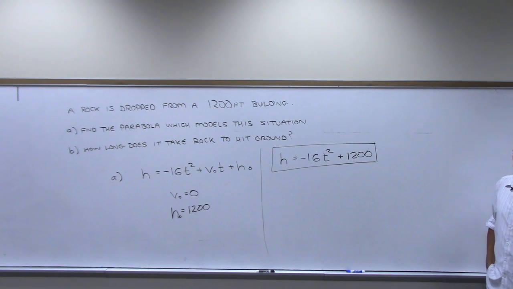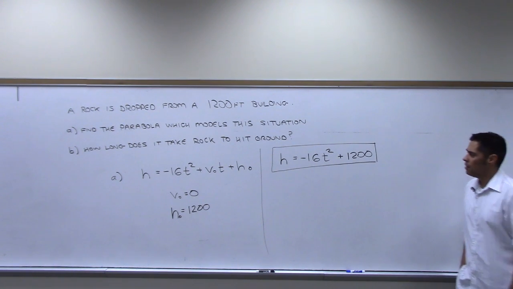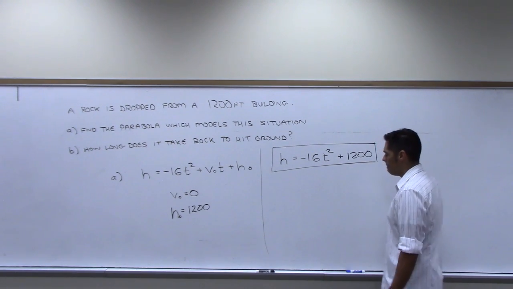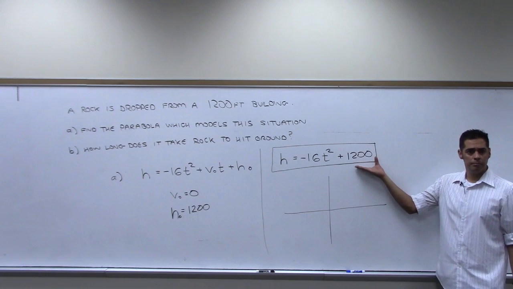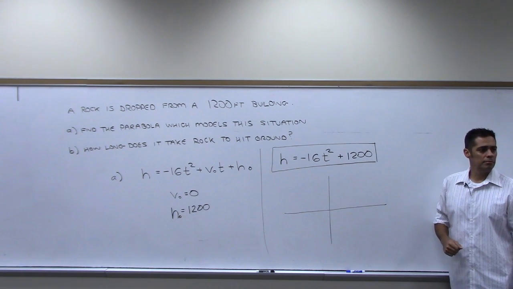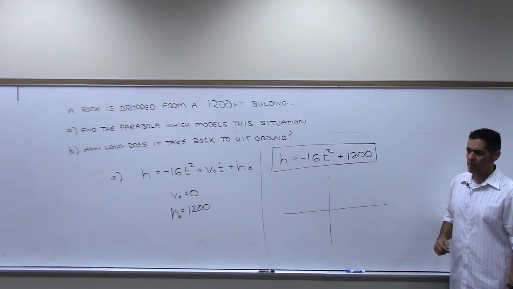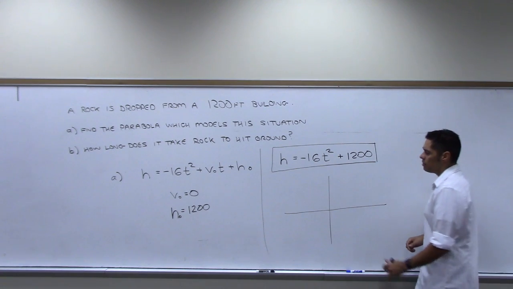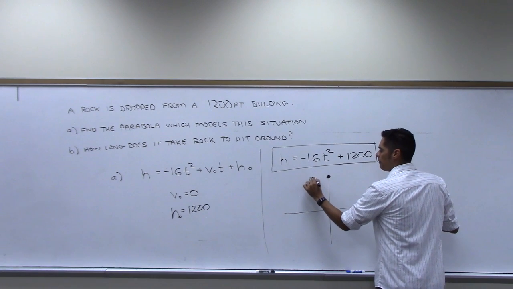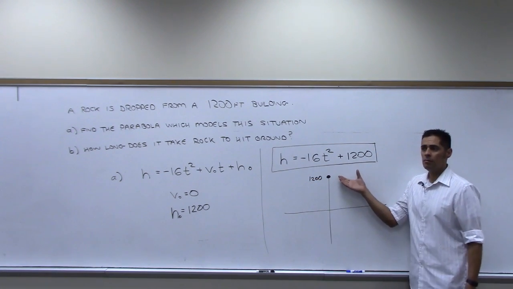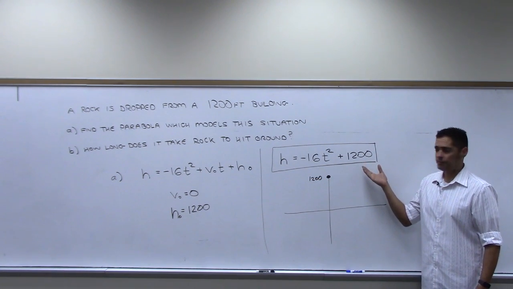Part B, how long does it take to hit the ground? Well, think about it this way. This is a parabola, isn't it? Which way does it open? Down, right? It opens down. And the y-intercept is 1,200. Do you agree? The y-intercept is 1,200.